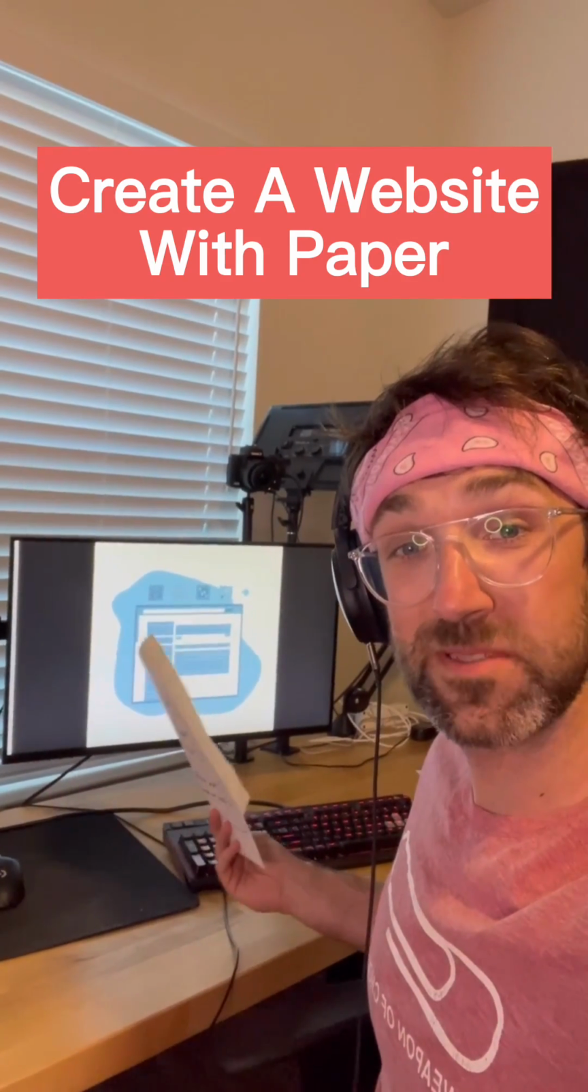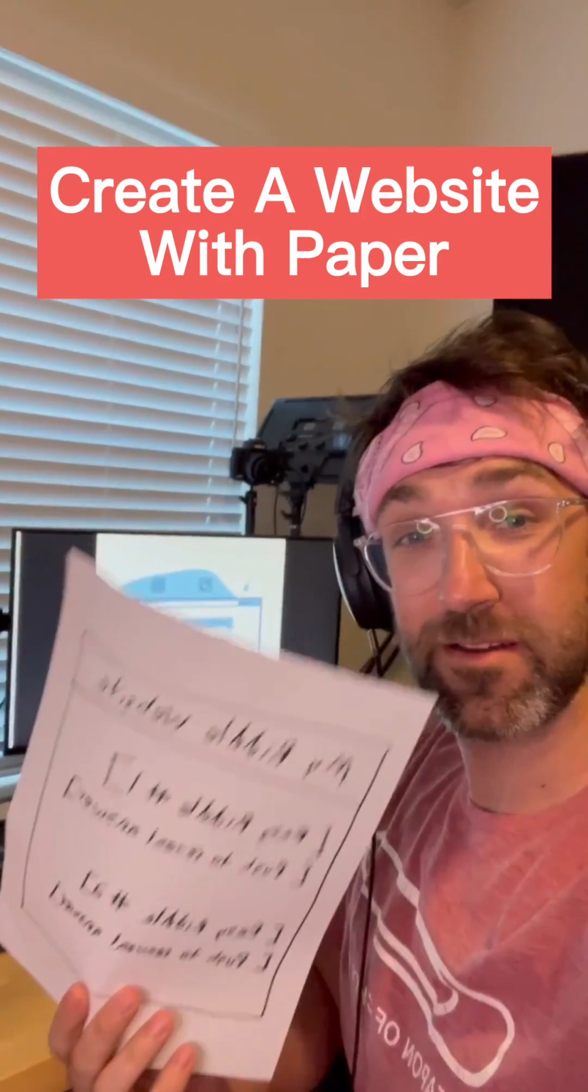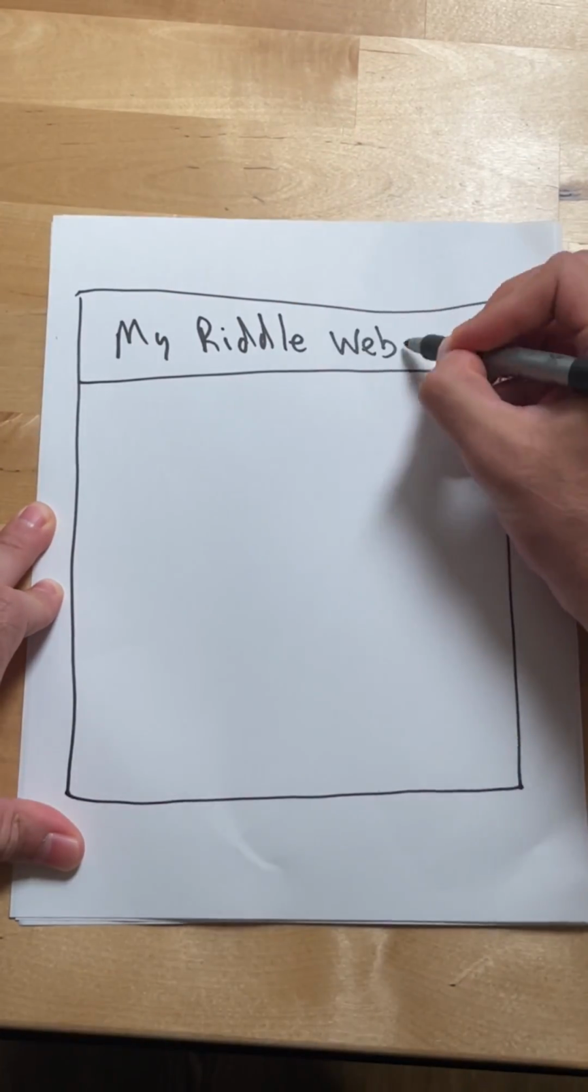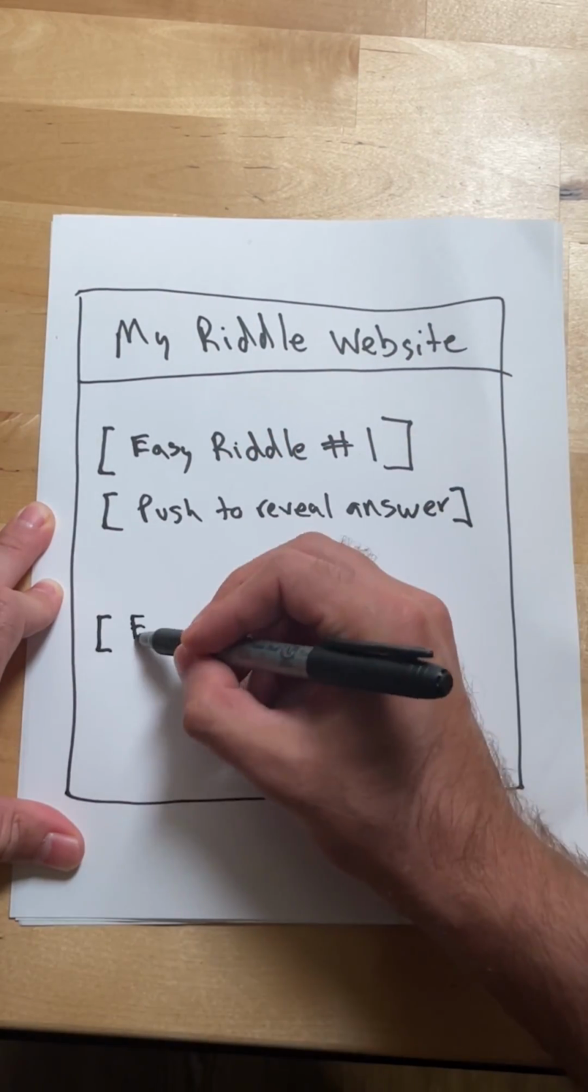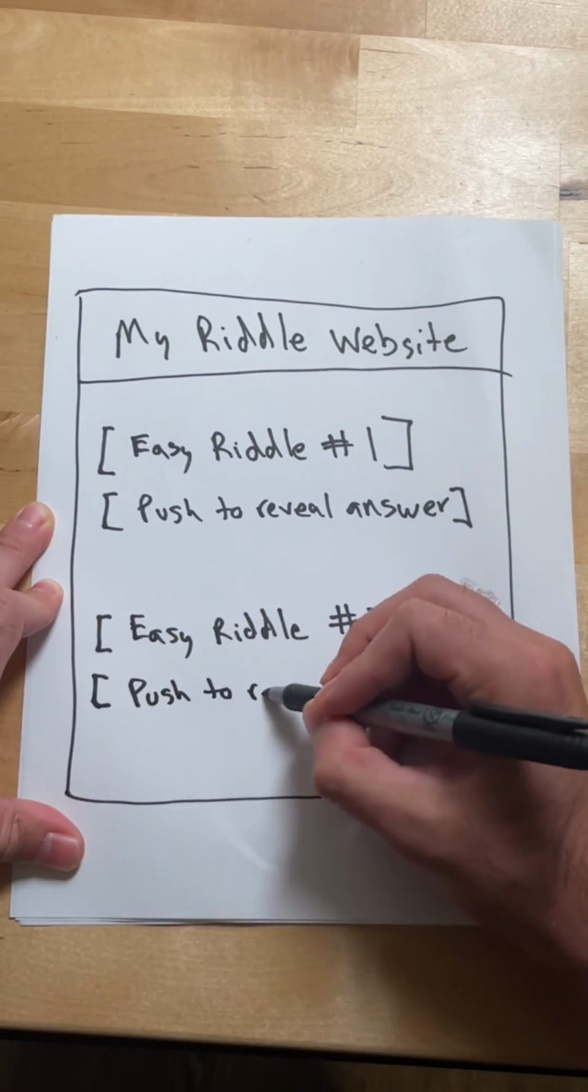Here's how you can create a website only using a piece of paper. First, you need to draw a mock-up of your website on the piece of paper. I'm going to make a riddle website that displays two riddles with a button below each of them that when clicked will reveal the answer.